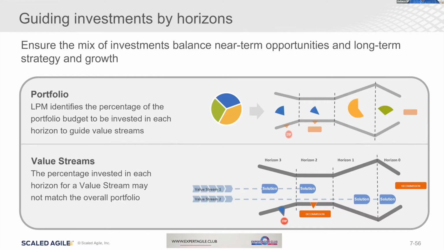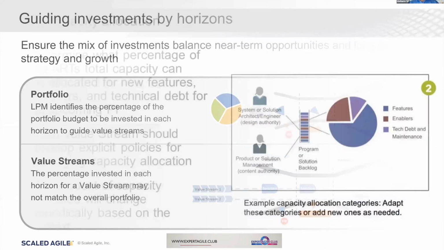I'll just make up an example. A particular airplane, we want to spend a lot more money on the future technology versus a competing airplane in our portfolio where we're getting close to decommissioning. So it's a matter of what is the goal of that value stream. And so then we want to apply capacity allocation.